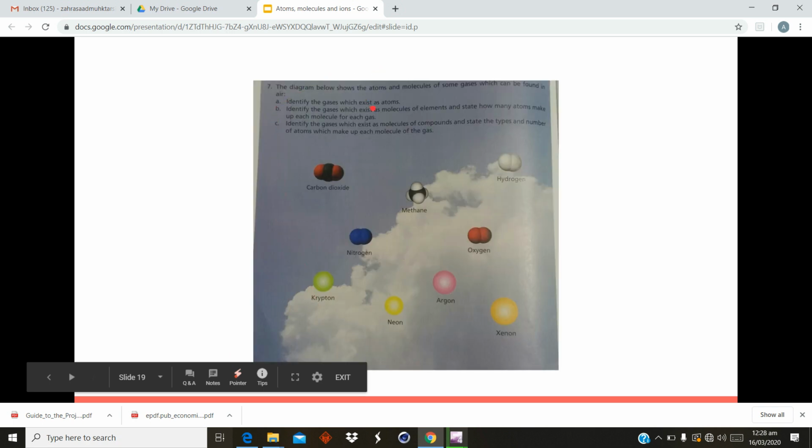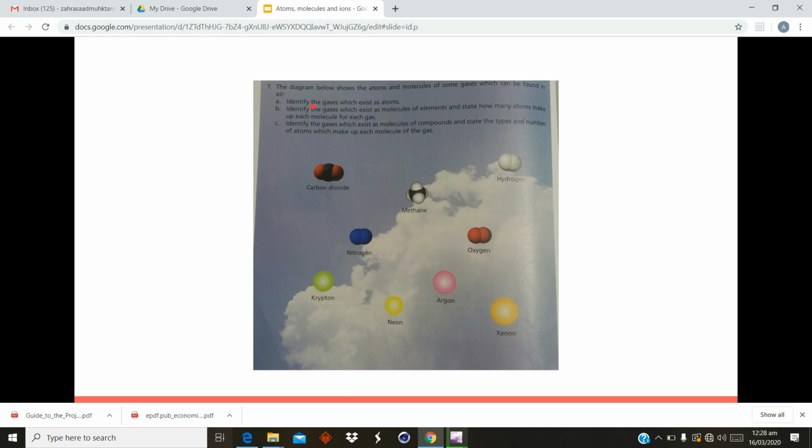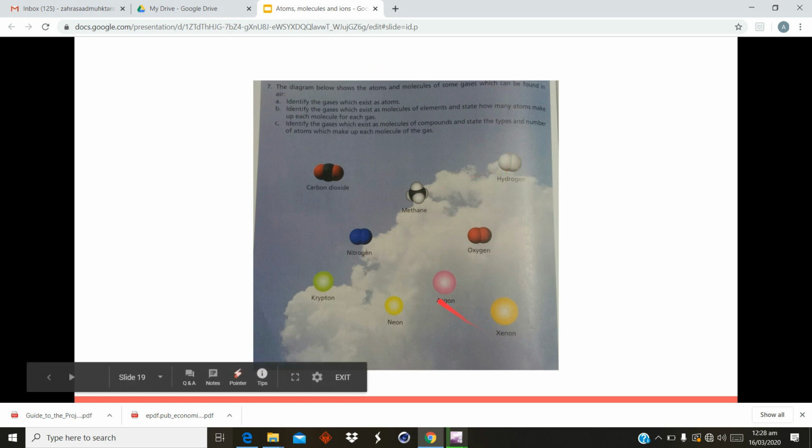Now the diagram below shows the atoms and the molecules of some gases which can be found in air. Identify the gases which exist as atoms. So this is going to be an atom. No, this is going to be a molecule. See, wherever we have only one, the number of atom is only one. So xenon, argon, neon, and krypton. All 4 of them are basically the noble gases. That's why they're in the atomic form.